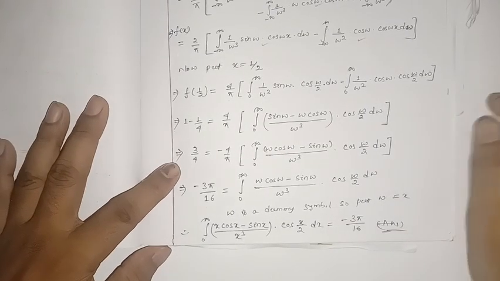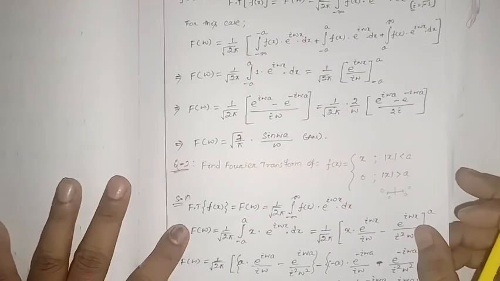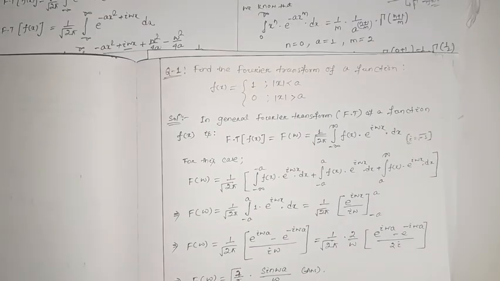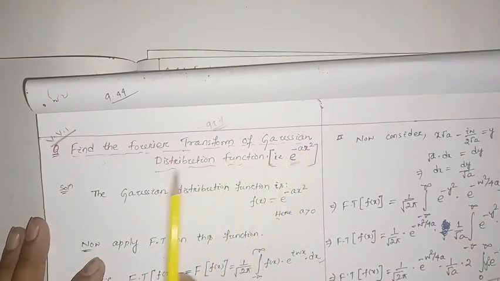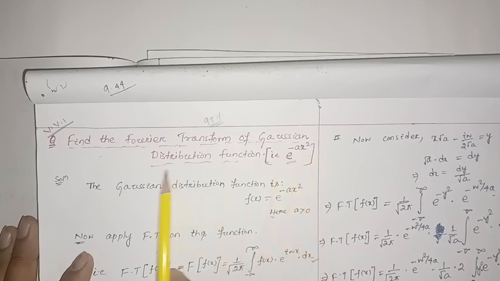So in this video, we have discussed in detail a few numericals based upon Fourier transform. In our next class we are going to discuss the Fourier transform of a Gaussian distribution function, that is e to the minus a x square. This is a 1D Gaussian distribution function.